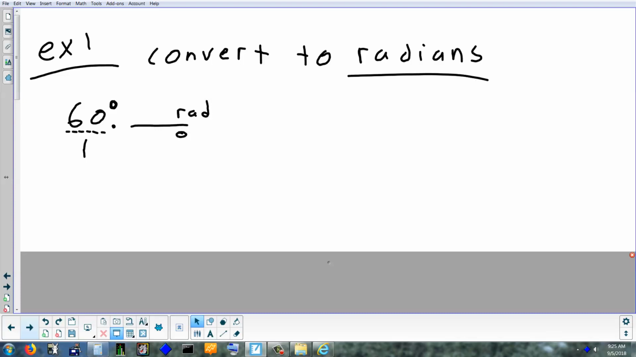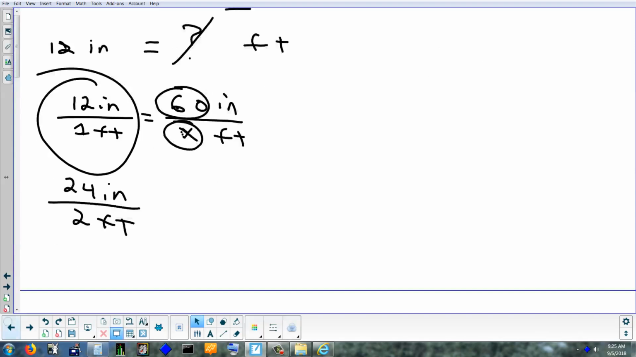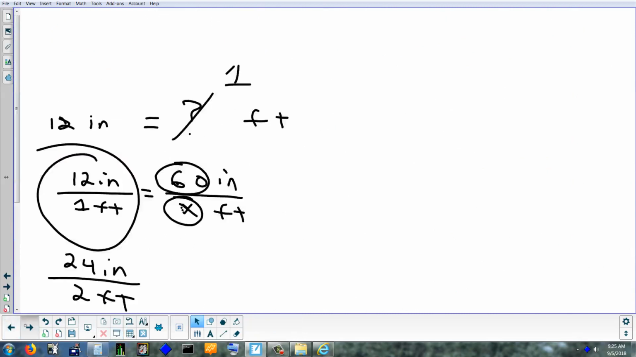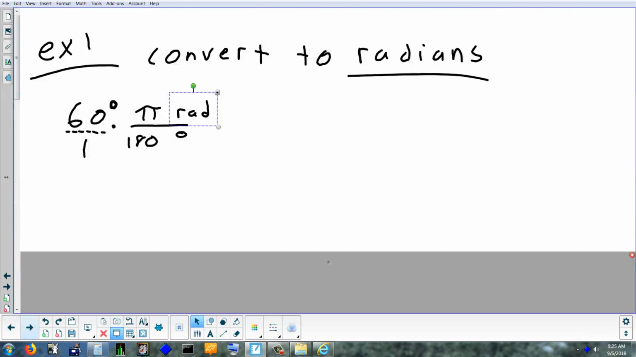Now we just have to remember what number goes with radians and what number goes with degrees. When you see radians, what number do you always think of? Pi. And when you see degrees, 180. It's exactly the steps we just wrote: multiply by pi, divide by 180. We're changing to radians. But I always think of it as, if I put the unit I want to cancel in the bottom, that'll automatically tell me which one goes in the bottom, pi or the 180.